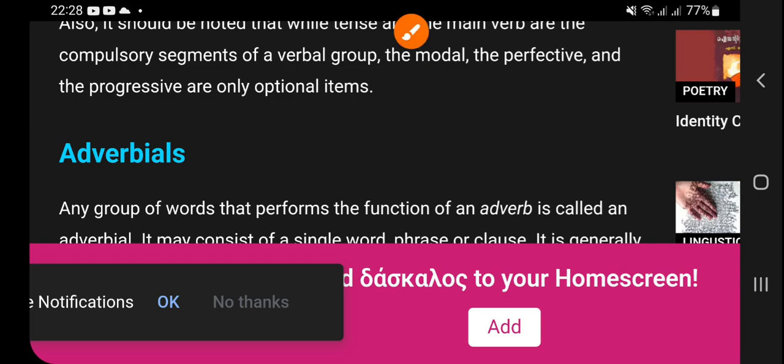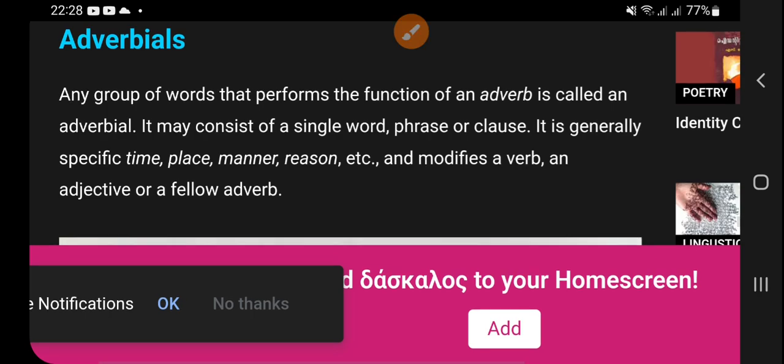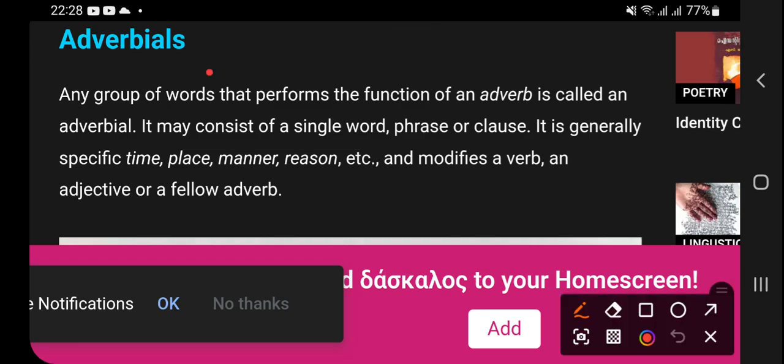Now the next part is adverbials. What is called adverbials? Adverb, right? Any group of words that performs the function of an adverb.